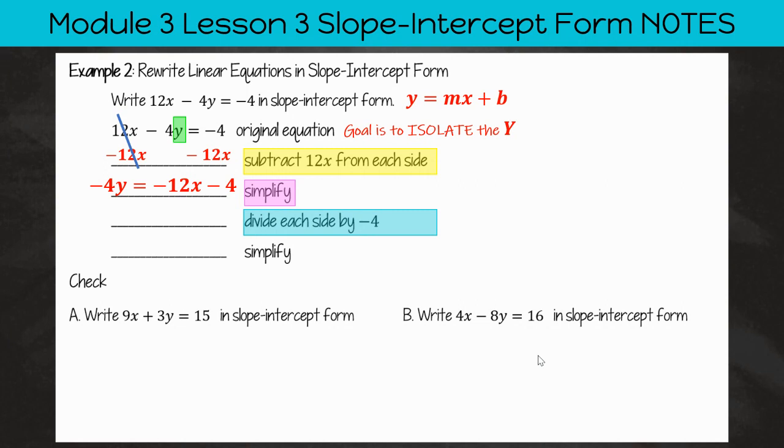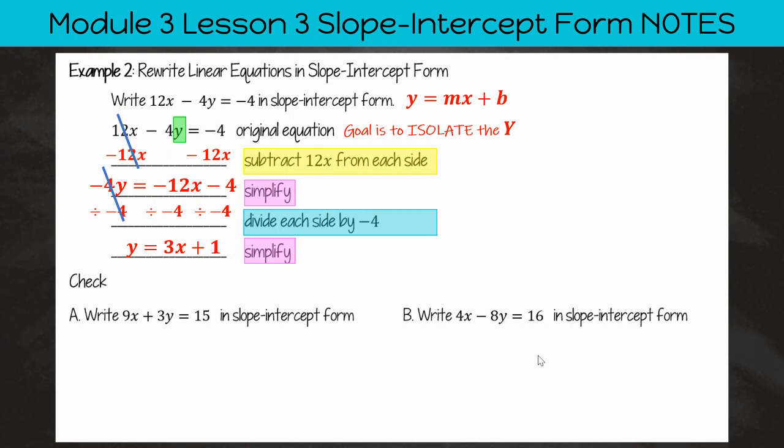Now we need to get rid of the coefficient. So the inverse of multiplication, because that -4 is being multiplied to the y, the inverse is going to be division. So we're going to divide by -4, and when you divide by -4, we're going to make sure to do that to all of our terms in the equation. So -4 divided by -4 is going to leave me with 1y. -12x divided by -4 is going to give me a positive 3x, and -4 divided by -4 is going to give me a positive 1. So once I simplify that, I get y is equal to 3x plus 1.